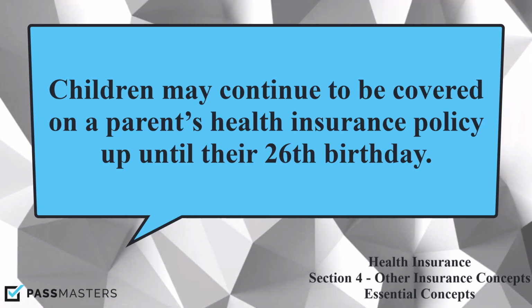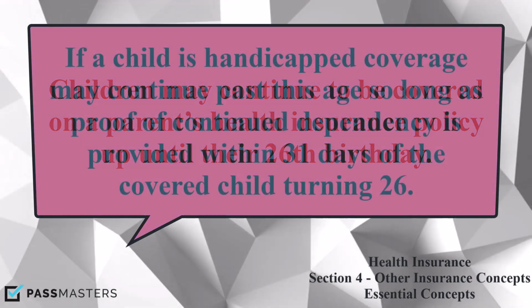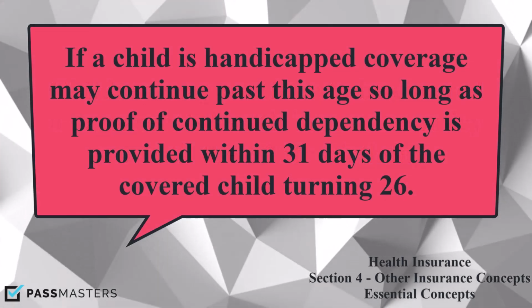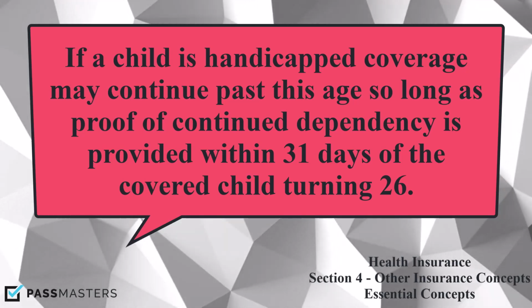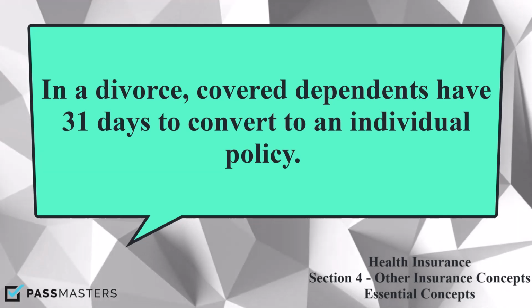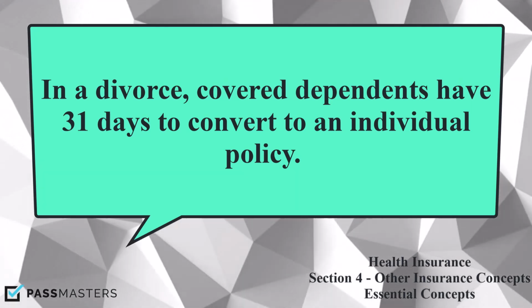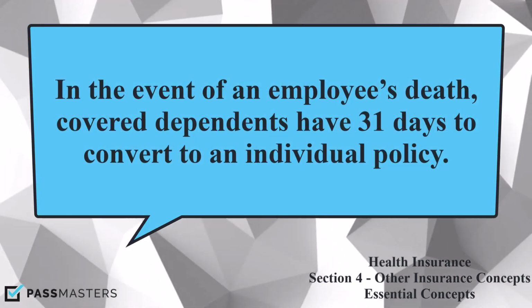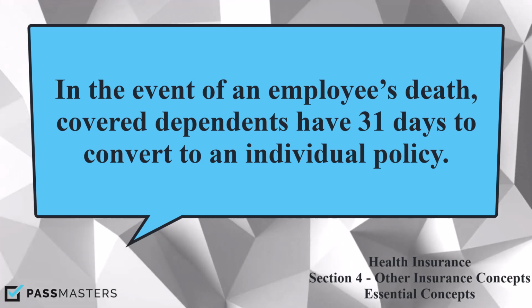Children may continue to be covered on a parent's health insurance policy up until their 26th birthday. If a child is handicapped, coverage may continue past this age so long as proof of continued dependency is provided within 31 days of the covered child turning 26. In a divorce, covered dependents have 31 days to convert to an individual policy. In the event of an employee's death, covered dependents have 31 days to convert to an individual policy.